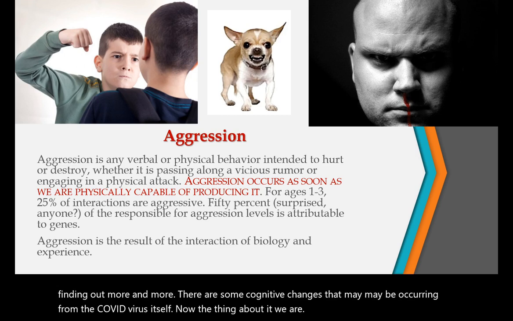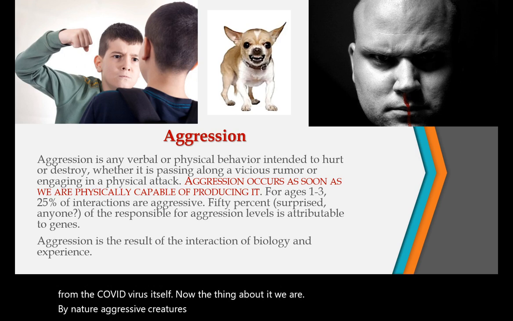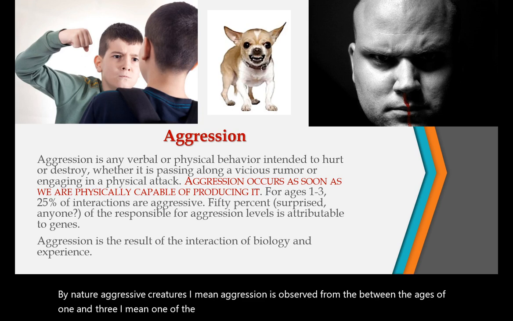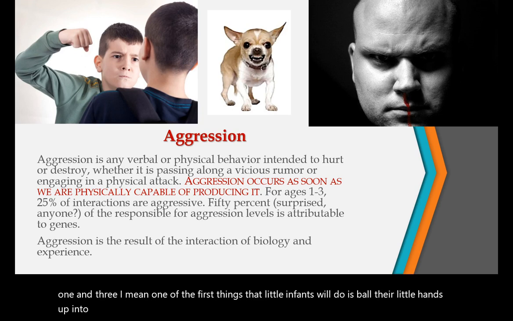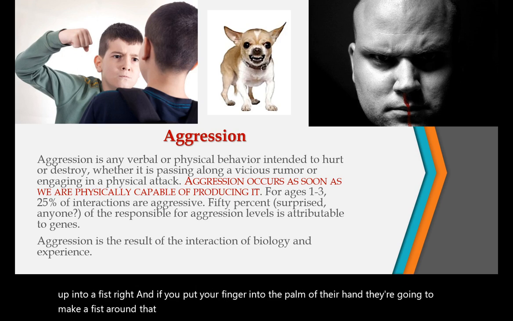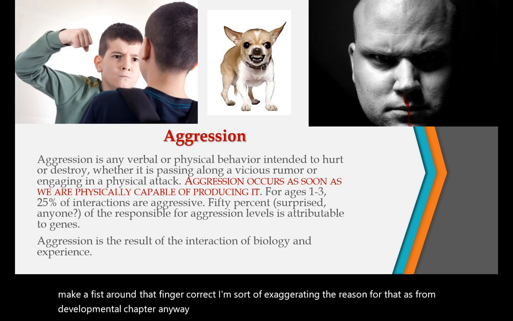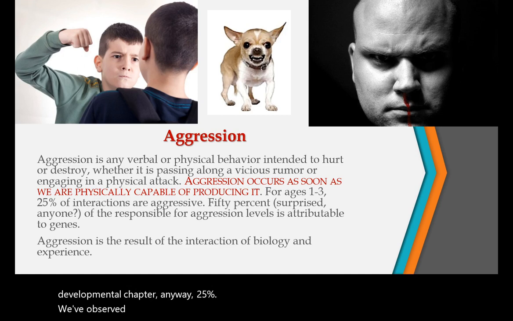Now the thing about it, we are by nature aggressive creatures. I mean, aggression is observed between the ages of 1 and 3. One of the first things that little infants will do is ball their little hands up into a fist, right? And if you put your finger into the palm of their hand, they're going to make a fist around that finger, correct? I'm sort of exaggerating the reason for that, as you know from the developmental chapter. Anyway, we've observed that 25% of interactions for kids ages 1 to 3 are aggressive.